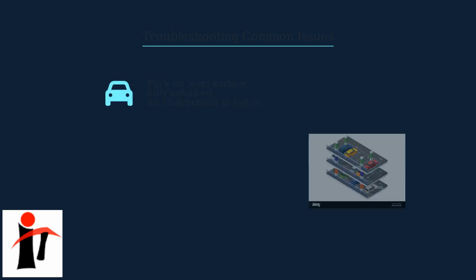If you're encountering issues with the Tesla Model 3 Light Show, here are some common troubleshooting steps to help resolve them. First, ensure your vehicle is parked on a level surface, completely unlocked, and that there are no obstructions blocking the exterior lights. If custom songs aren't uploading, verify the file format is MP3, the size is under 10 megabytes, and that the song is copyright-free or personally owned.